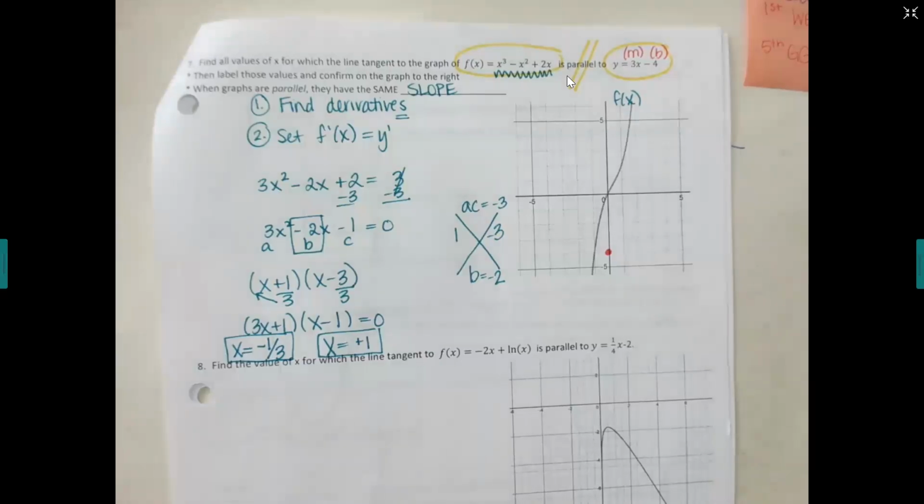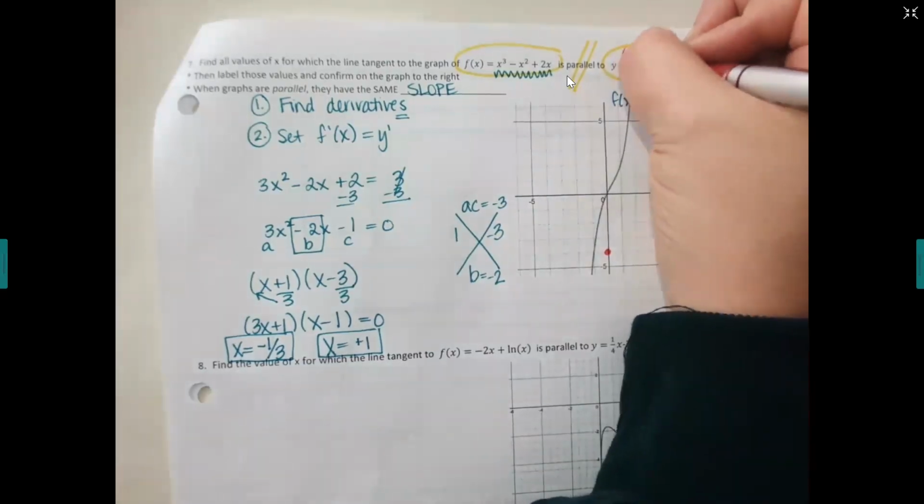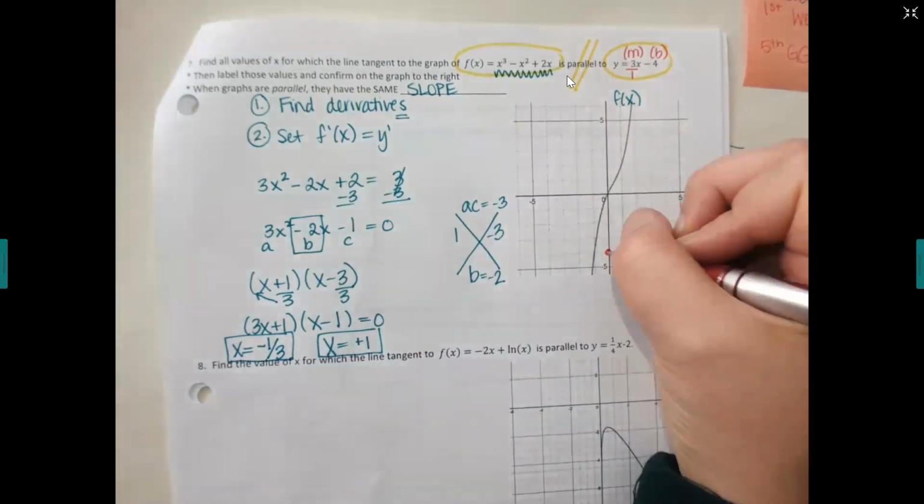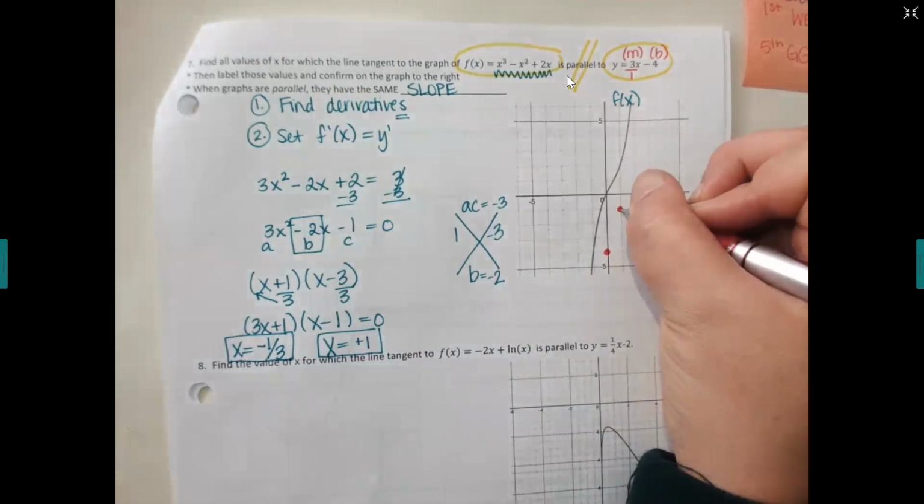And then if 3 is my slope, I'm going to rise 3, run 1. Rise 3, run 1. So starting here, 1, 2, 3 over 1.